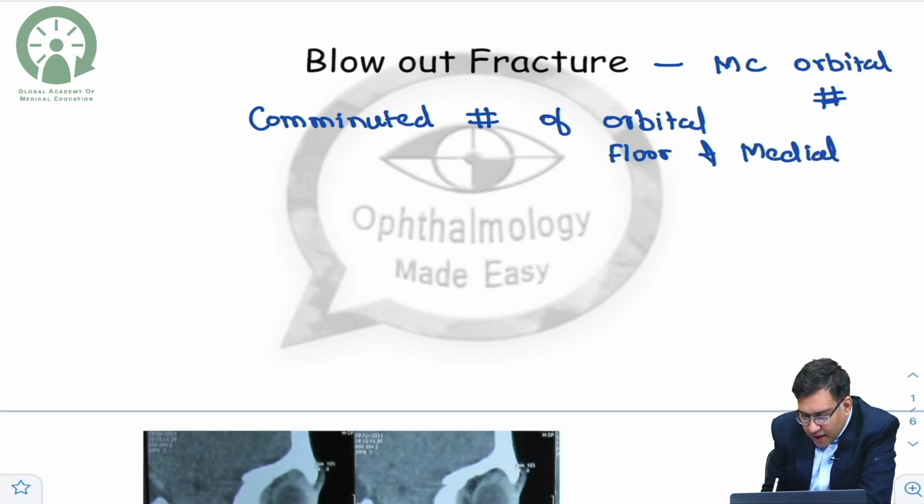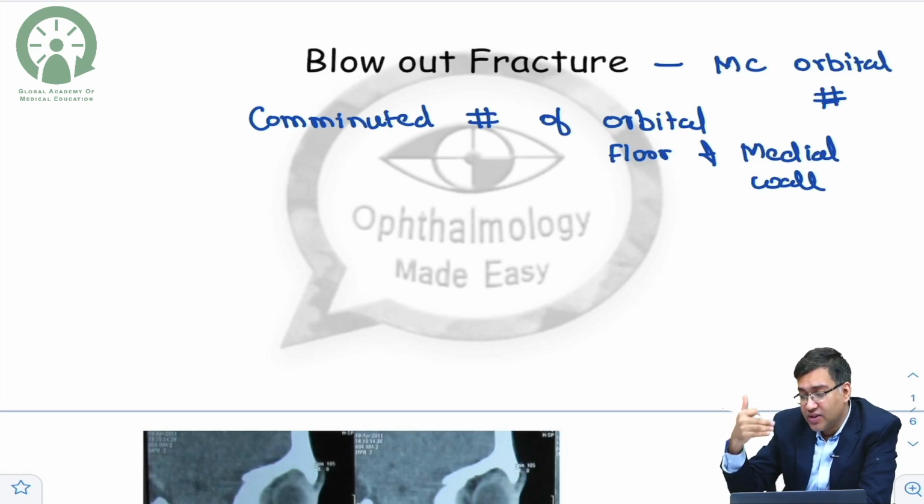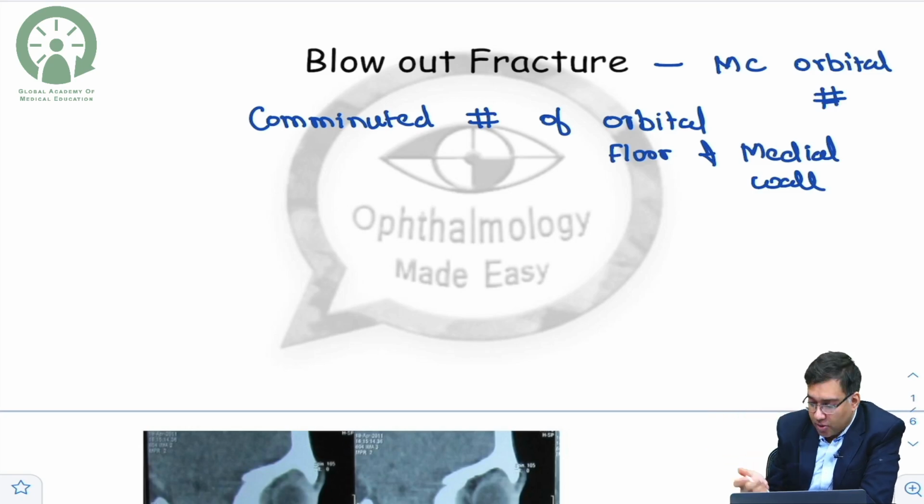the medial wall. Now sometimes they ask a question: blowout fracture most commonly involves which wall of the orbit? So remember, the most common wall involved is the posteromedial wall.